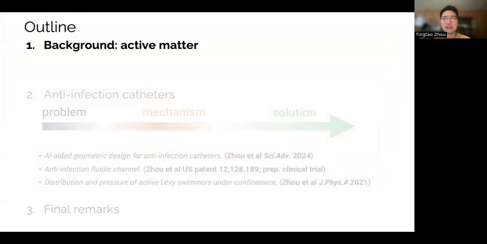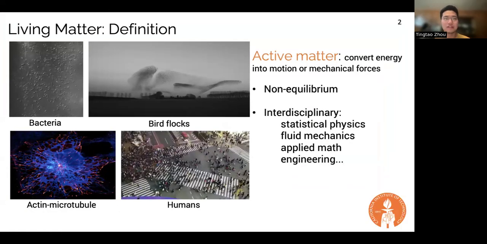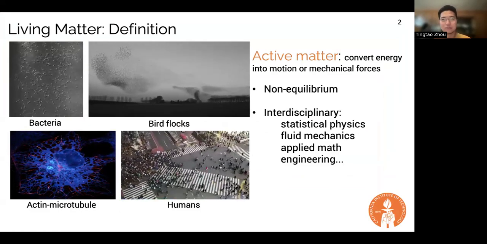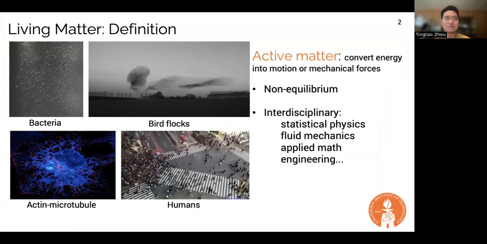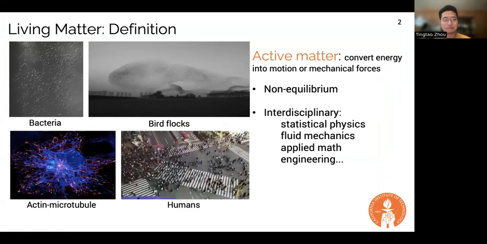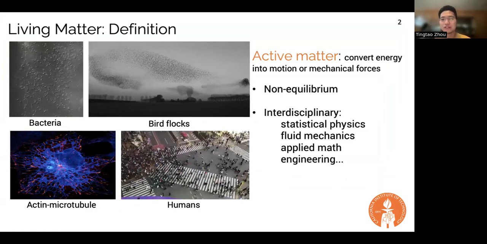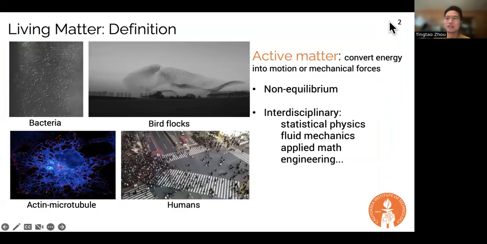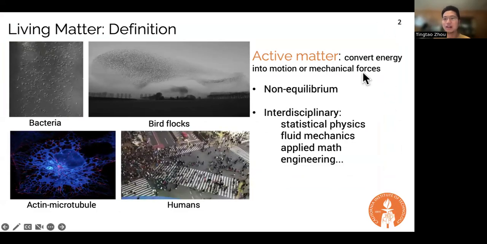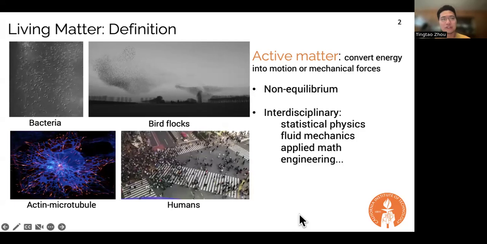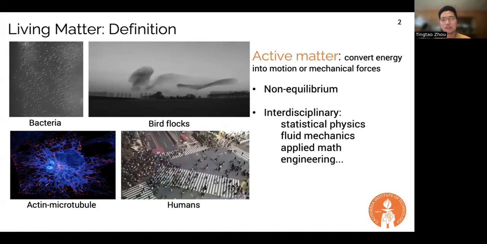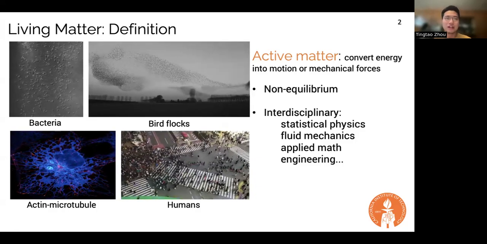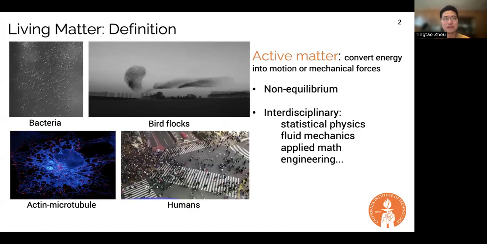Okay, so I will start with a bit of background about active matter. As you probably have heard from other speakers, active matter is a relatively new field in statistical physics, and it's basically motivated by all kinds of phenomena and interesting collective behaviors in biology. So people started to think about more abstract ways to model these systems.